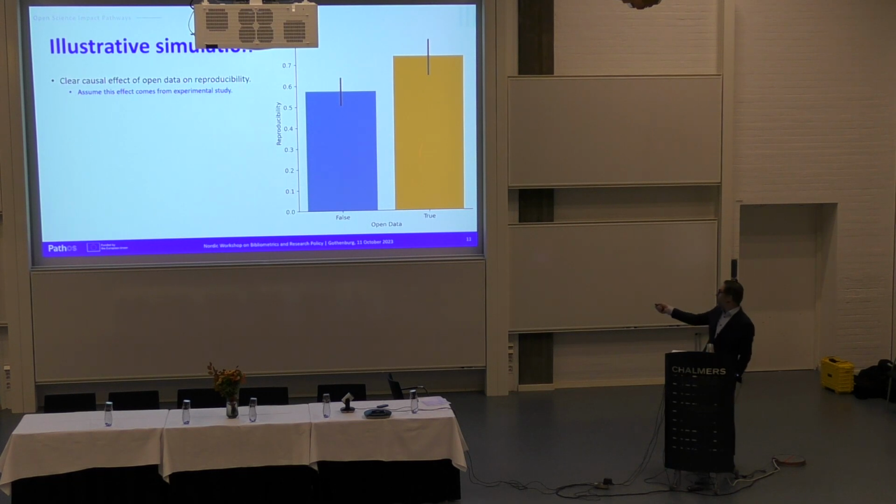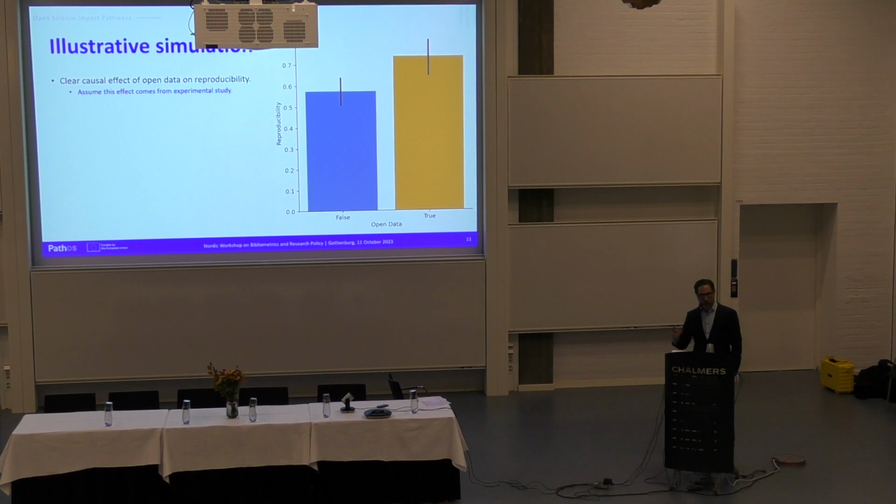And so this is what's in the plot here, right? Suppose we did this experimental study, and here we see that with open data, let's say 75% are reproducible, in the sense that on average we expect 75% of them to be reproducible or thereabouts. And if there's no open data, we can see that it's lower, somewhere around 58% or so. So there's a clear effect of open data on reproducibility. Since I simulated it, I know that there is a clear effect, right? So there's nothing that we need to wonder about. Is there an effect? Yes or no?